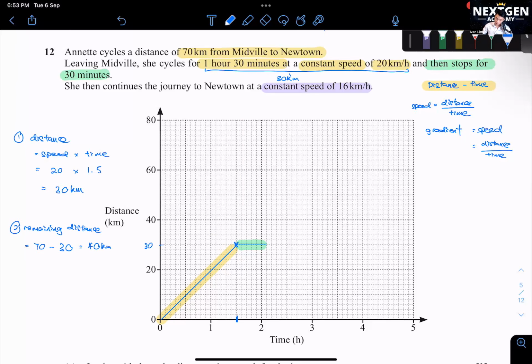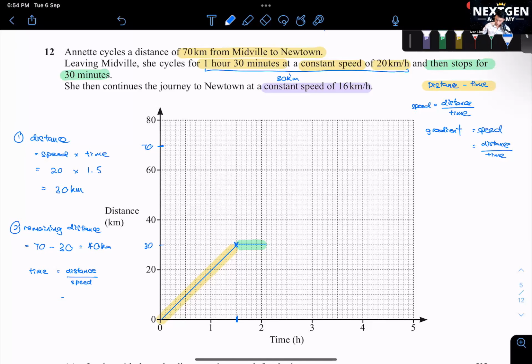Now we know that she cycles at a constant speed. She will reach 70 somewhere here, but we don't know when she will arrive there. So the next thing we need to find is how much time she took to travel until there. Back to this formula again: time equals distance over speed.